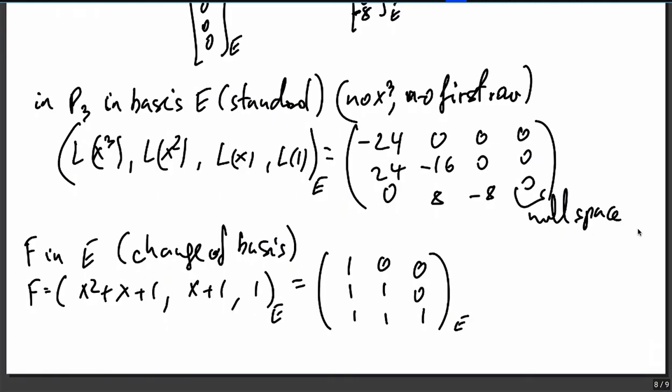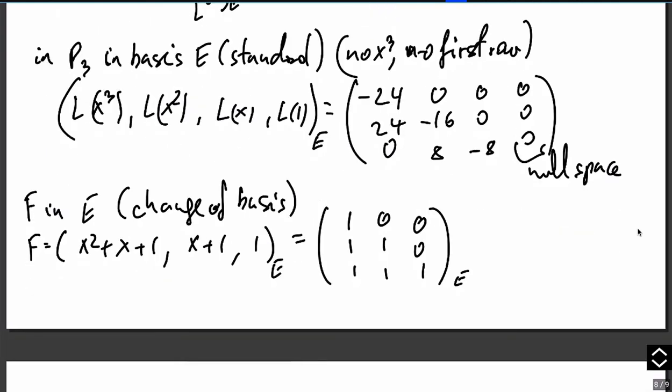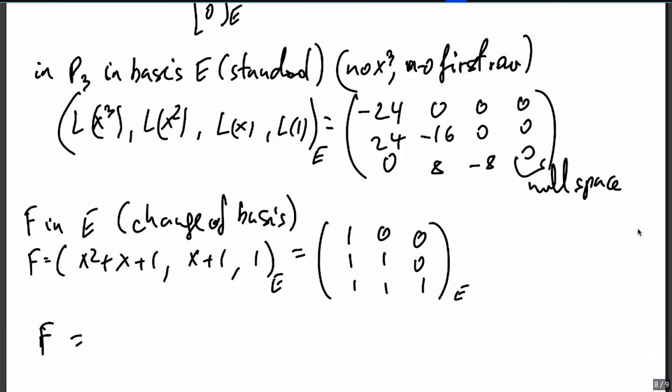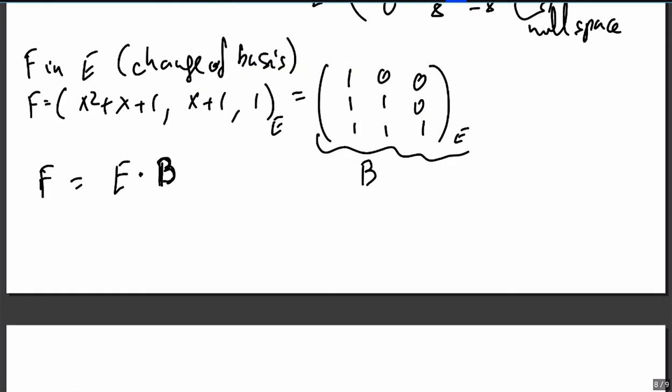If you want to change to the F basis, what we have is that F basis is really E times, not to confuse what is P and what is Q, let me just use the notation B for this one. So this is E times B. If you look up the basis change, then this was actually the notation Q.